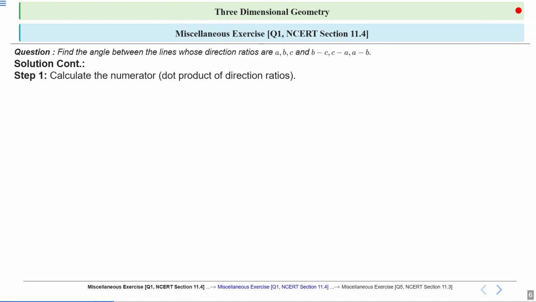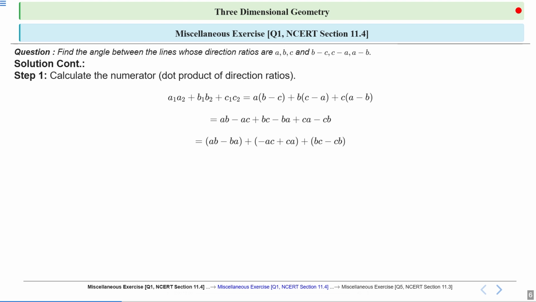Now let's start with step 1. Calculate the numerator, the dot product of the direction ratios. So a1 a2 plus b1 b2 plus c1 c2 will be equal to a times b minus c plus b times c minus a plus c times a minus b, which after solving gives ab minus ac plus bc minus ba plus ca minus cb. This equals ab minus ba plus minus ac plus ca plus bc minus cb, which is basically 0 plus 0 plus 0, and it is equal to 0.